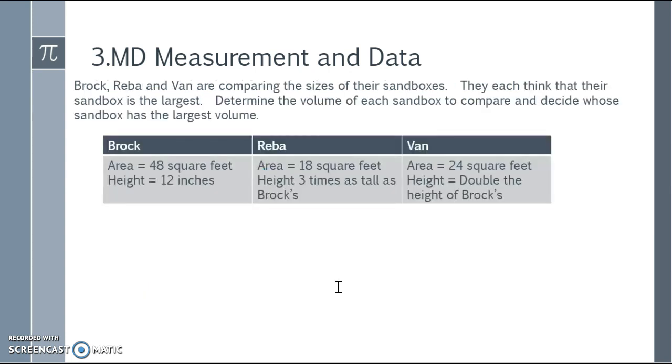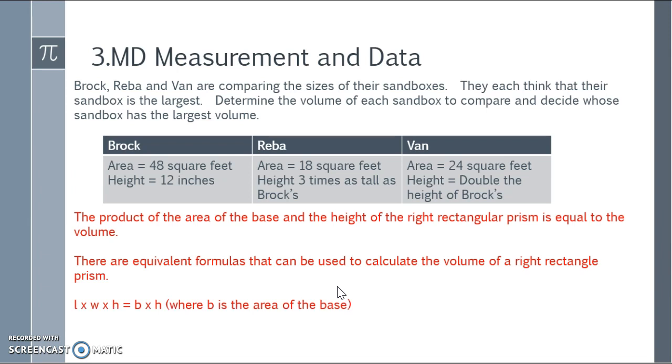Brock, Reba, and Van are comparing the sizes of their sandboxes. They each think that their sandbox is the largest. Determine the volume of each sandbox to compare and decide whose sandbox has the largest volume. Brock's area of his sandbox is 48 square feet, but a height of 12 inches. Reba's area is 18 square feet. Her height is 3 times as big as Brock's. And Van's area is 24 square feet, but his is double the height of Brock's.